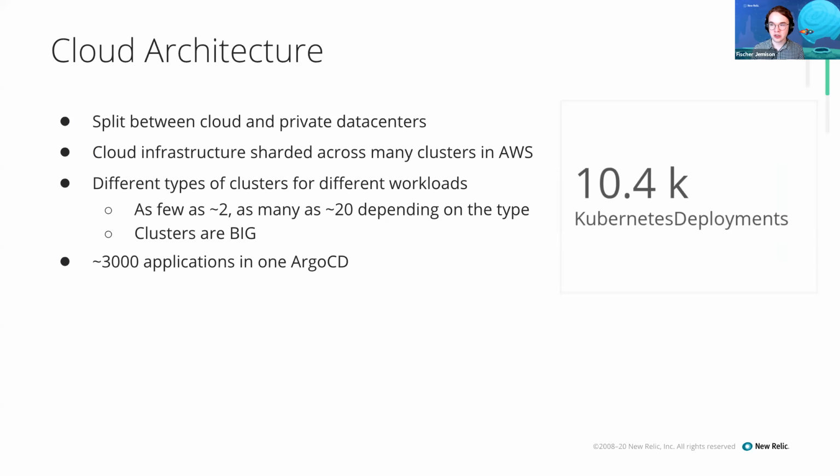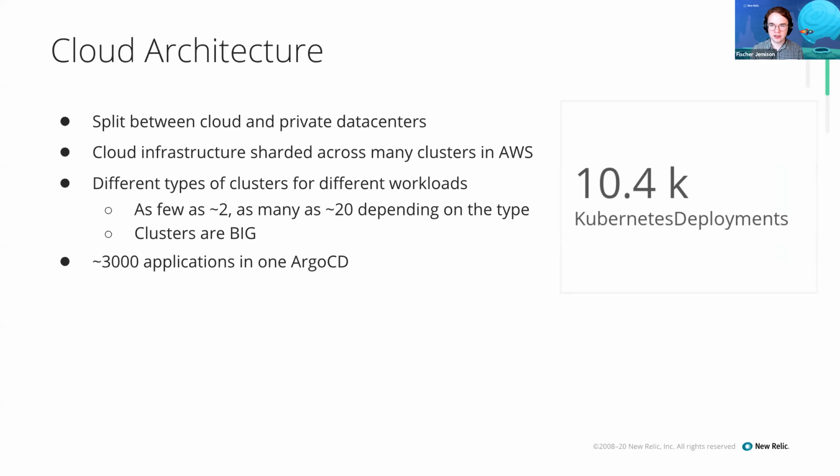So for our architecture overall, we're midway through an AWS migration right now. So our compute is split between cloud and private data centers. We shard our cloud infrastructure across a number of different Kubernetes clusters in AWS, where each one has its own isolated cluster and associated AWS resources. Those clusters have different workload types that determine which kinds of applications get deployed into them.